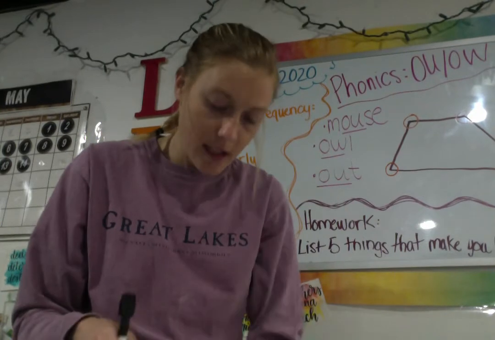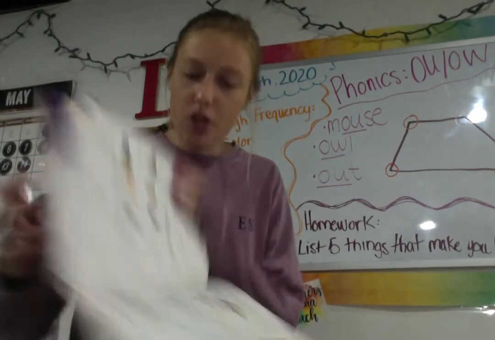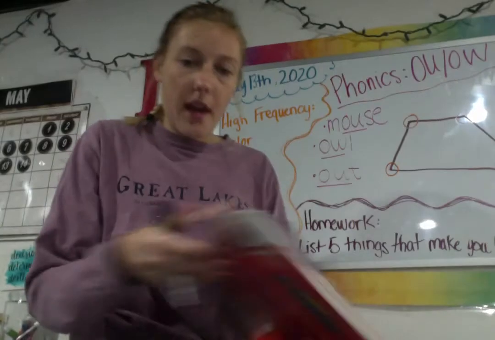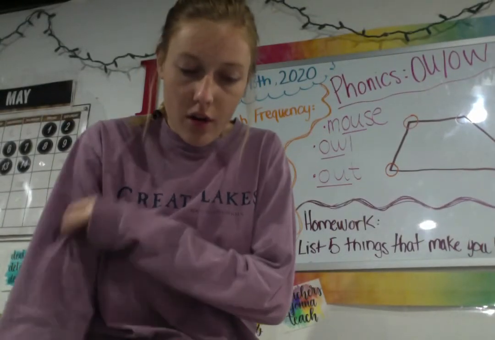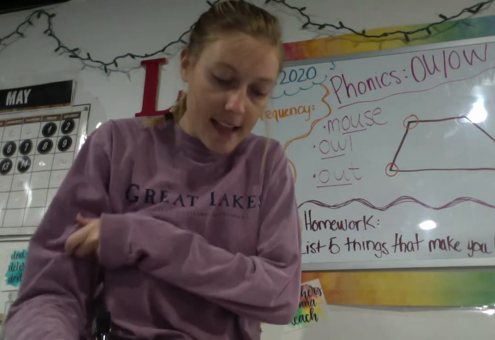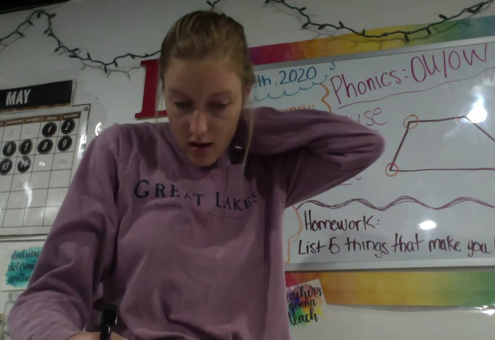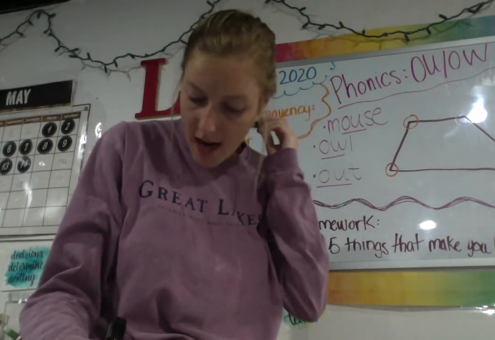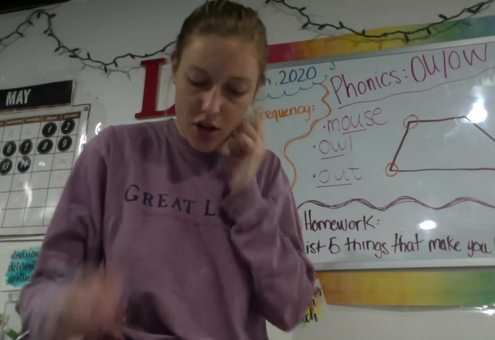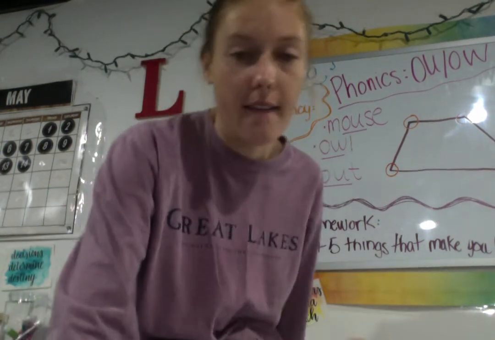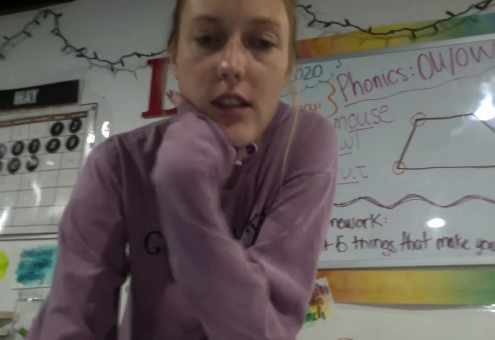So I want you guys to go ahead and do the next page, page 643 on your own. For the first 2, you're writing sides and vertices. For number 7 and 8, you are circling the trapezoid and the triangle. And then number 9, you're circling closed shapes. So go ahead and take about 2 minutes to do that. I'm going to take a time.